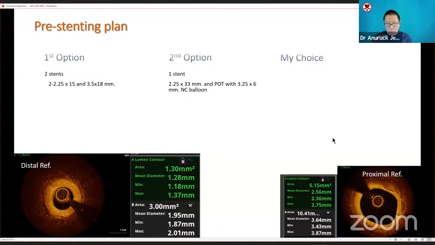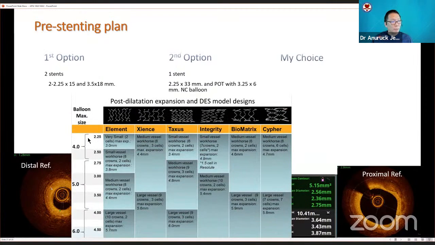So we have already concluded the MLD, and we have three options. First, two stents with 2.25 and 3.5 by 18 to cover the 33 millimeter length. Or the second option is a 2.25 by 33 stent and do the POT with a 3.25 balloon at the proximal part before the bifurcation, because we can choose this since the 2.25 stent design can cover 3.5.